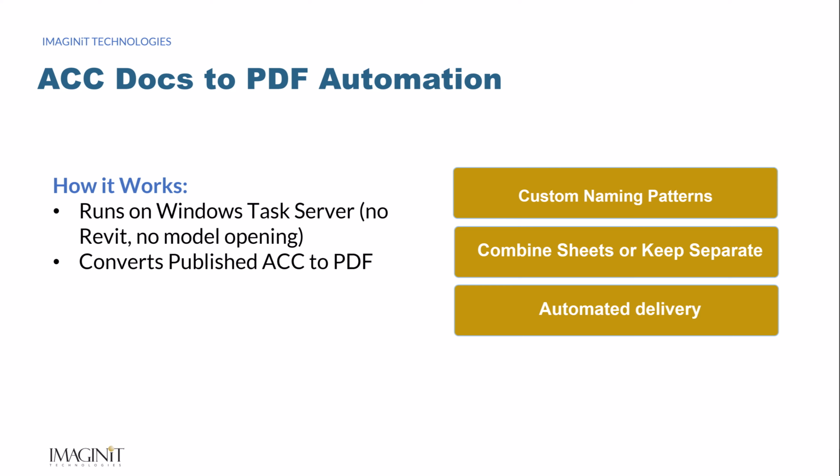Keep in mind this works only in ACC and on the published views of the model. So now you have 2 paths: traditional PDF automation through Revit, or this ACC-based option that preserves your Revit capacity for the work that needs it.